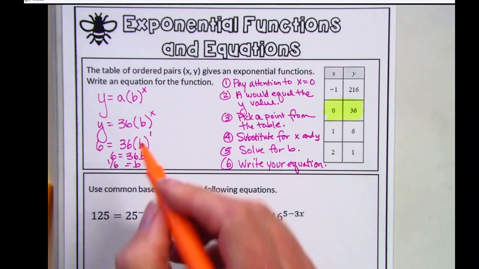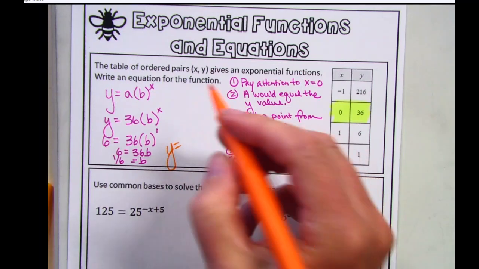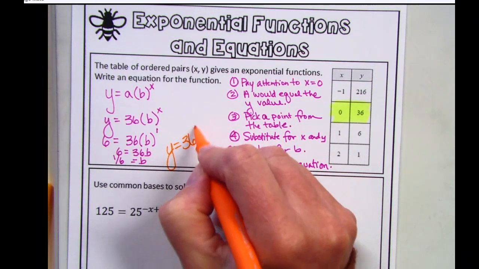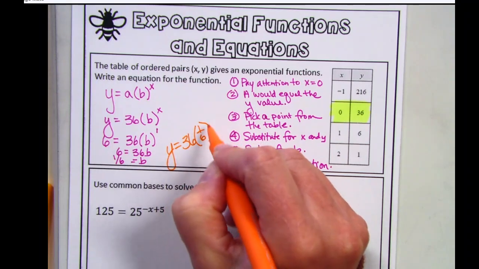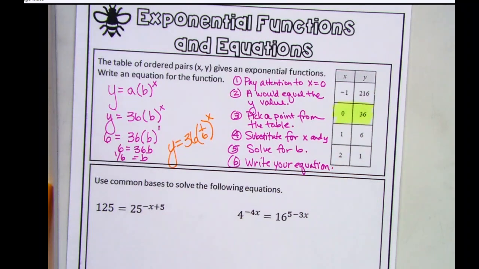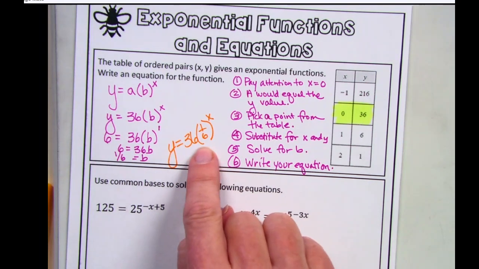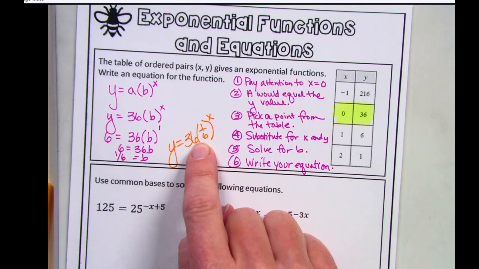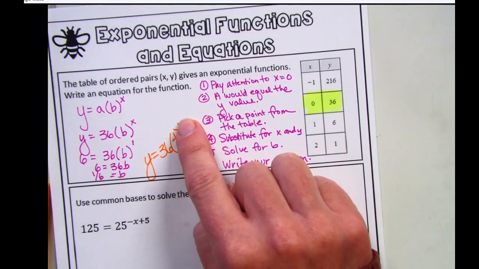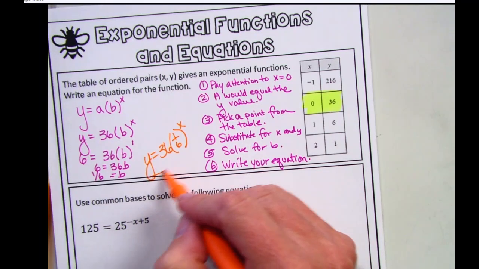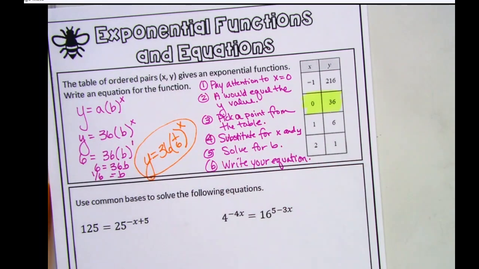So we'll have y equals, our a was 36. The b we just solved for is 1/6 raised to the x. Do not be tempted to multiply those together and simplify that, because remember order of operations says you'd have to do the exponent first. So that's something you cannot multiply. So what looked horrible hopefully wasn't too bad.